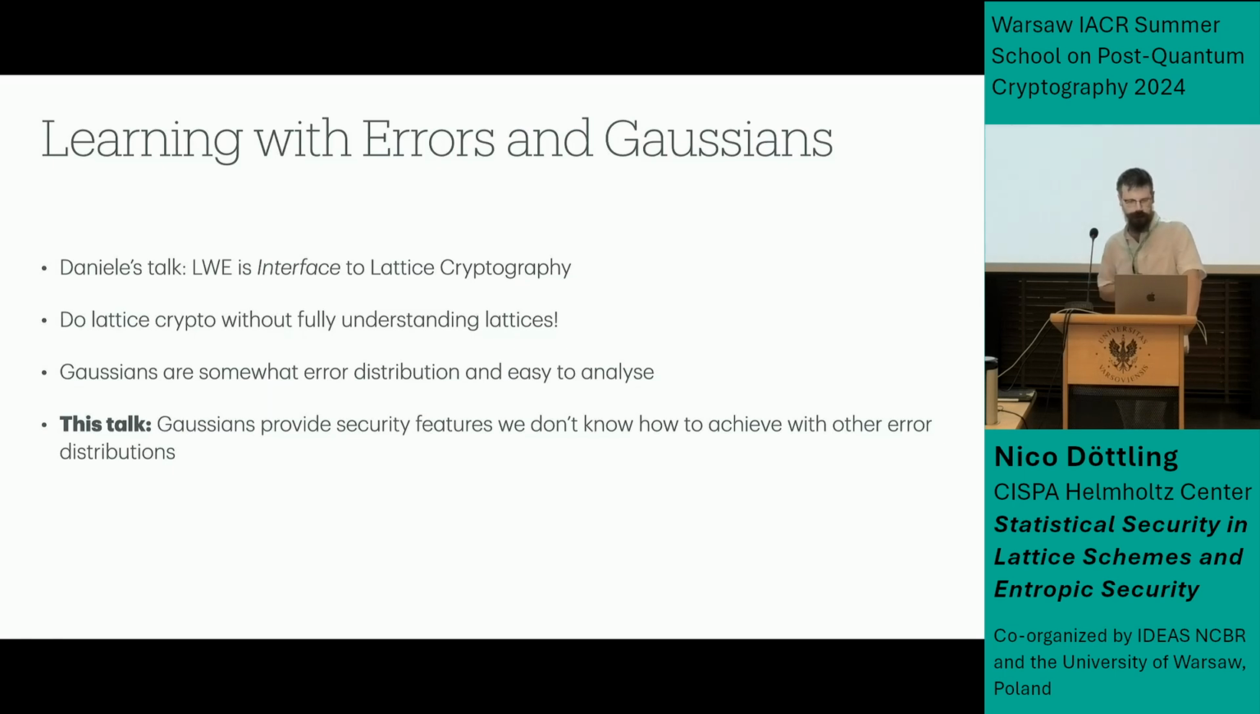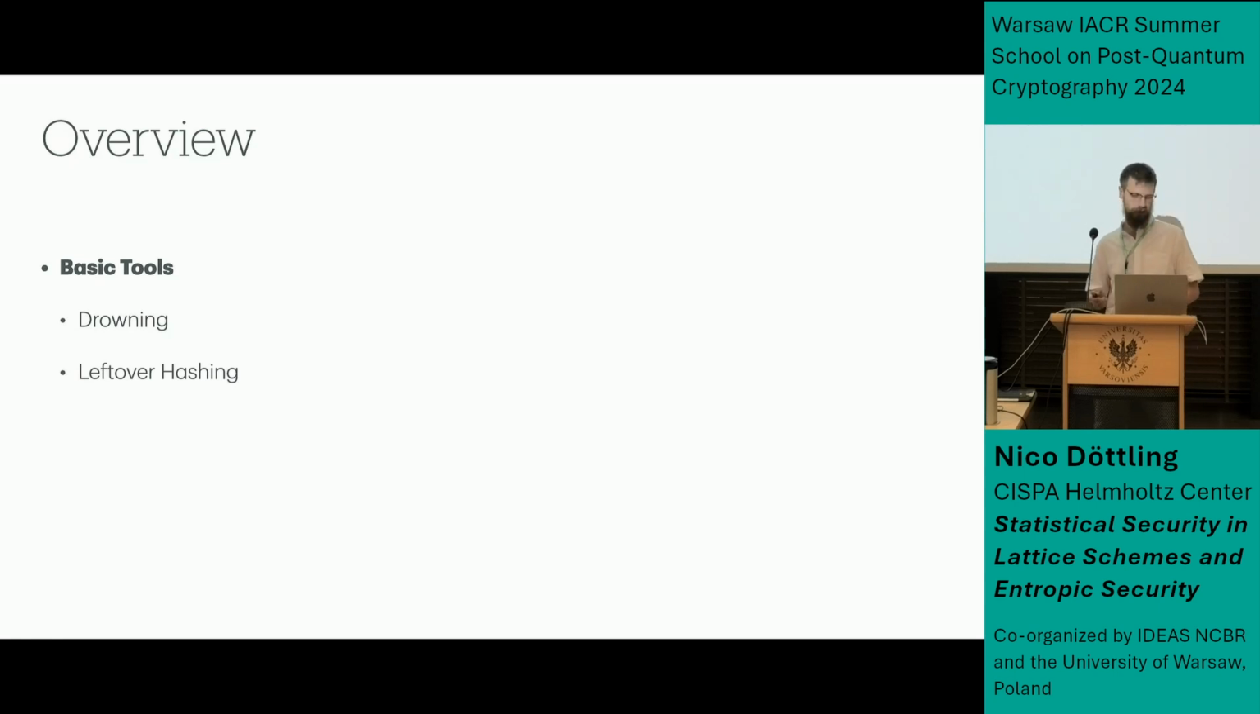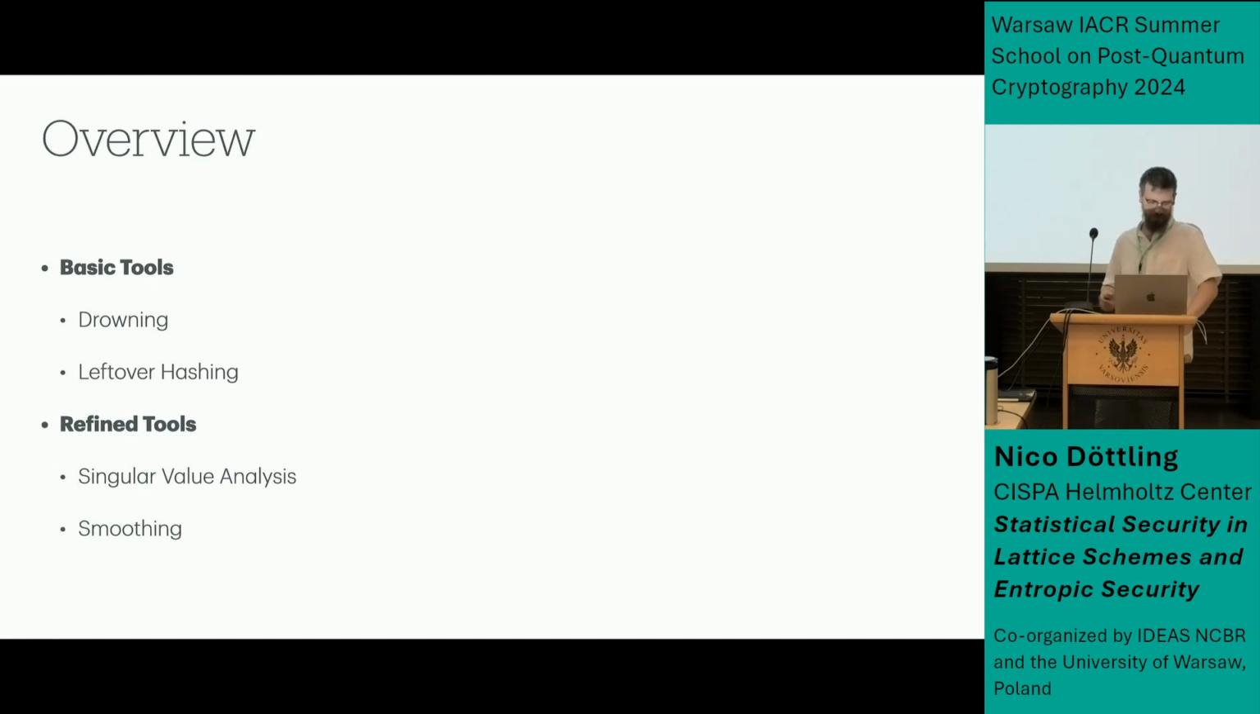Okay, good. Then a quick overview of this talk. First, I'm going to talk about some basic tools, which I think we've also heard of, a technique called drowning, and something called the leftover hash lemma, that are very generic tools that work for non-Gaussian distributions. And then I'm moving over to some more refined tools like singular value analysis and what it has to do with Gaussians, and a technique called smoothing. Great, and as applications of this, I'm briefly going to discuss FHE circuit privacy.